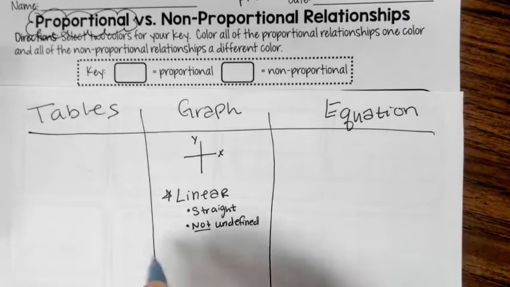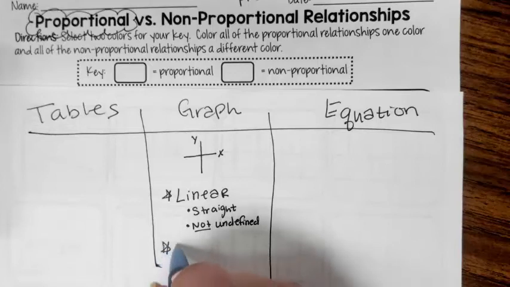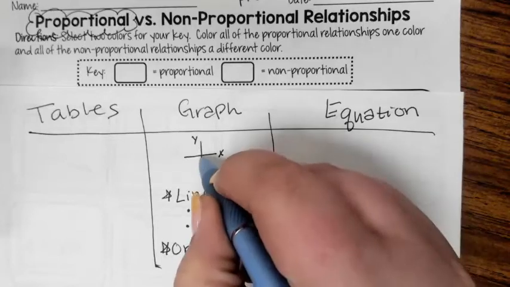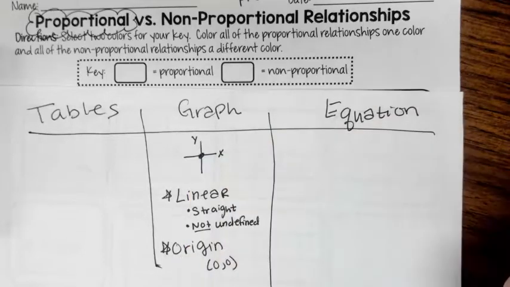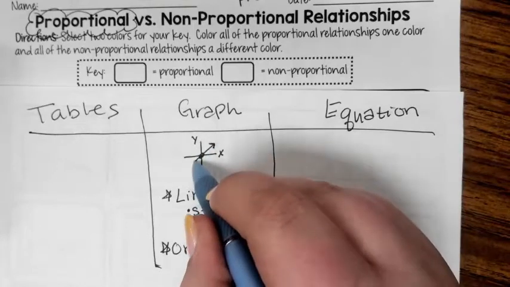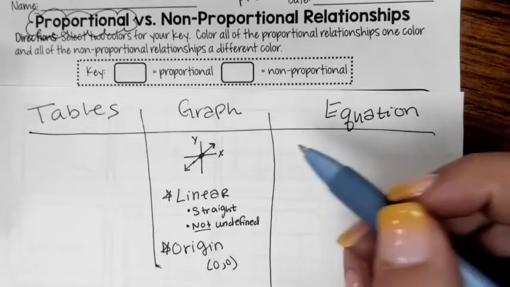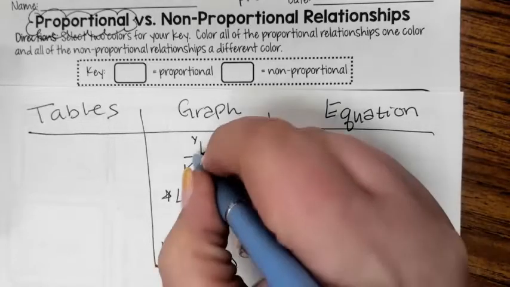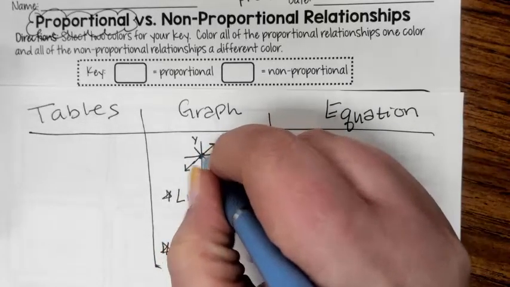It must also be a line that goes through the origin, or 0, 0. The origin is right there. So this could be an example of a proportional relationship, a straight linear line through the origin. You might also have something that looks like this.